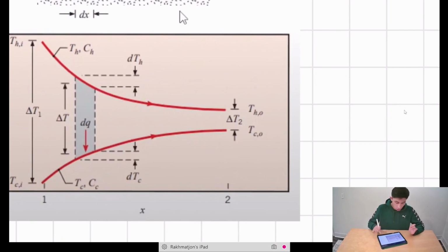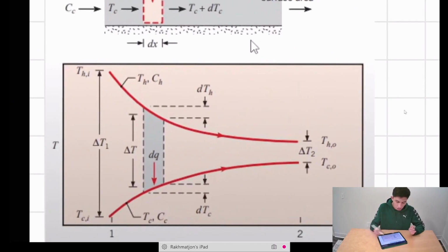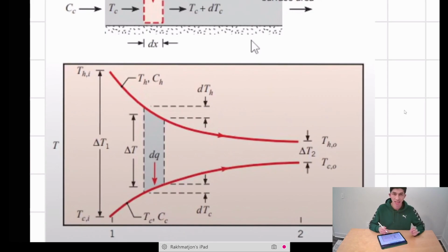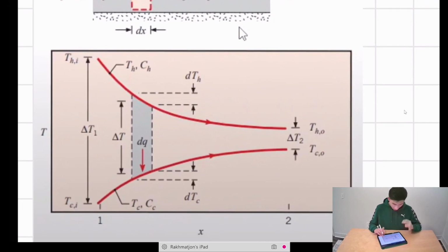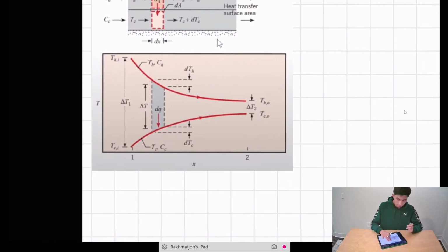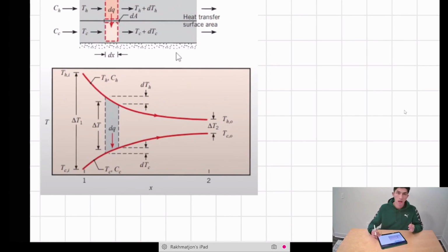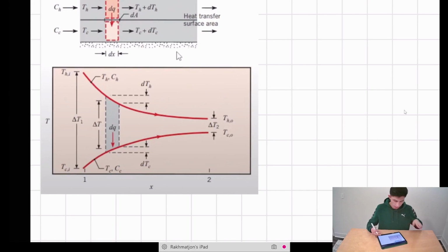And dTH here represents the change of temperature of the hot stream over the differential area, and dTc represents the change of temperature of the cold stream over the differential area. So as you can notice, because of the heat being transferred from the hot stream to the cold stream, the temperature of the cold stream is going to increase, and the temperature of the hot stream is going to decrease till the end.